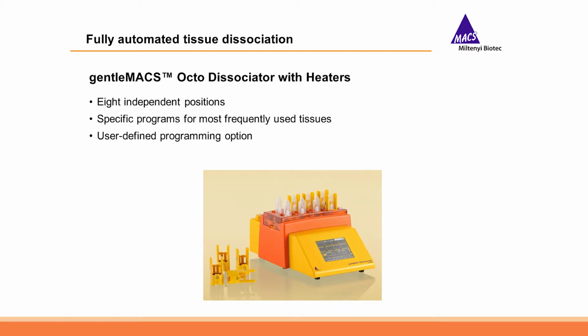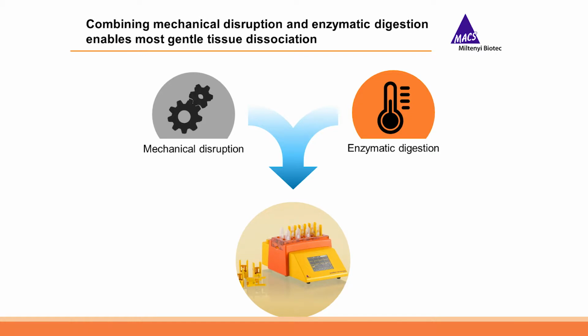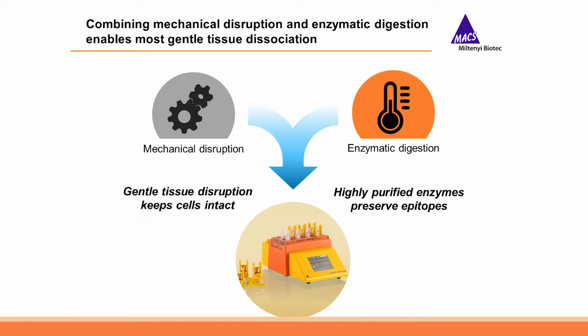With a gentleMACS Octo Dissociator with Heaters, you have a fully automated possibility to dissociate your tissue of interest. It has 8 independent positions for high-throughput applications, and you have specific programs for the most frequently used tissues. We combine mechanical disruption and enzymatic digestion on the instrument to be most gentle to the cells. So the enzymes soften the tissue and degrade the extracellular matrix so that we can work with very mild mechanical shearing, and the mechanical shearing disrupts the tissue into small tissue pieces so that we can work with very mild enzymes. By this we are gentle to the cells and we can preserve the epitopes.